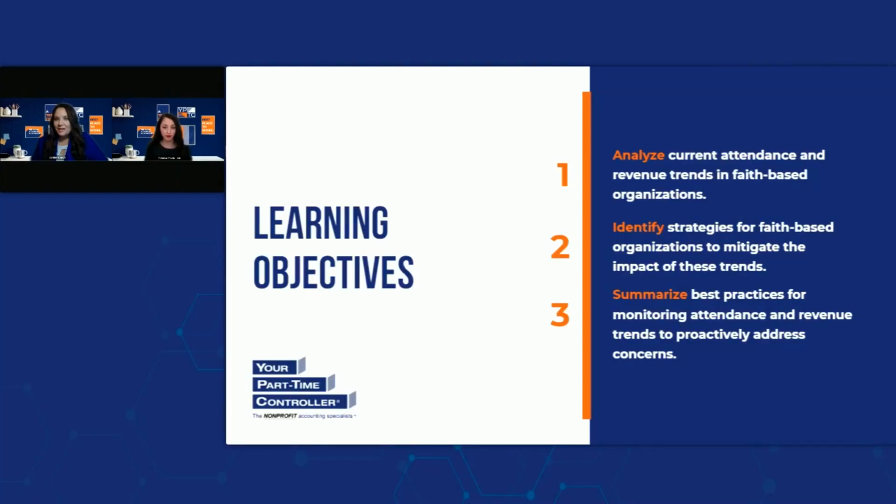A little bit on our learning objectives. We are going to analyze current attendance and revenue trends in faith-based organizations. Then we're going to identify some strategies to help organizations mitigate the impact of these trends. And then we're going to follow that up with summarizing some best practices for how faith-based organizations can monitor attendance and revenue trends so they can proactively address those concerns.